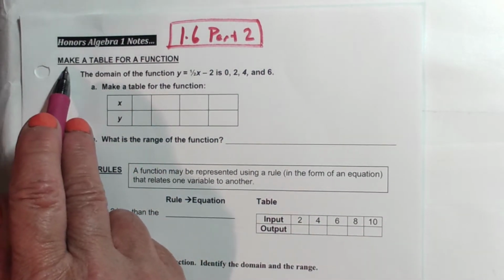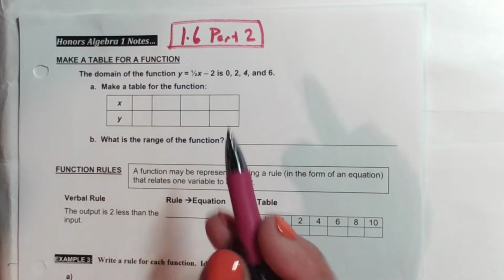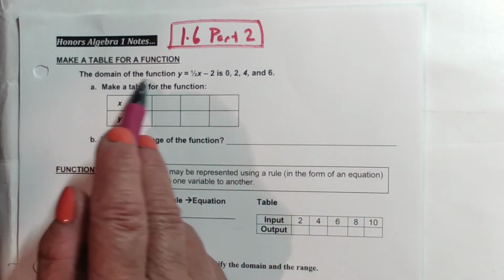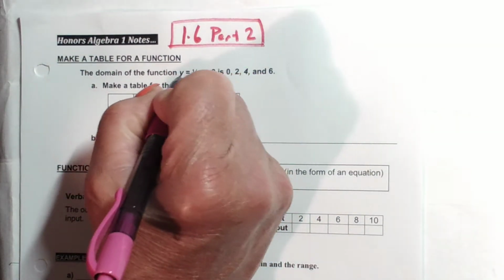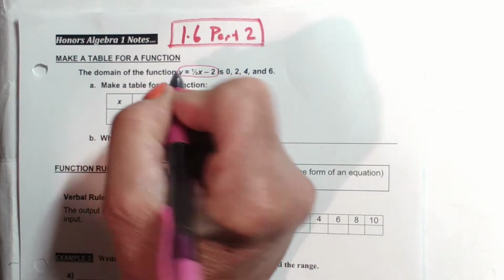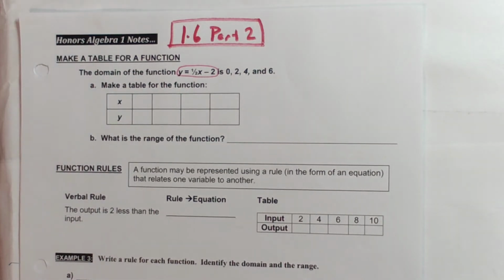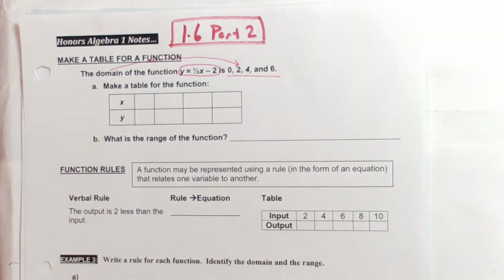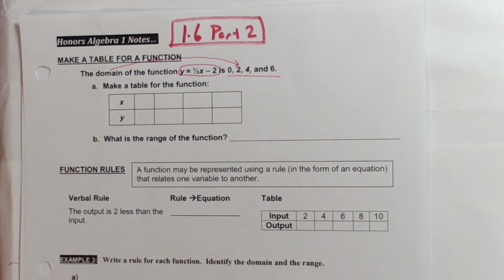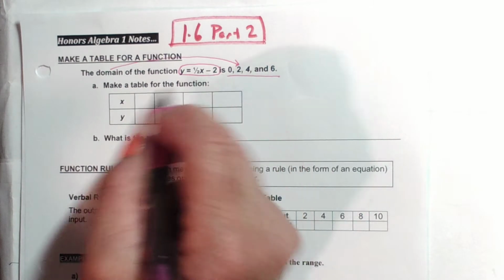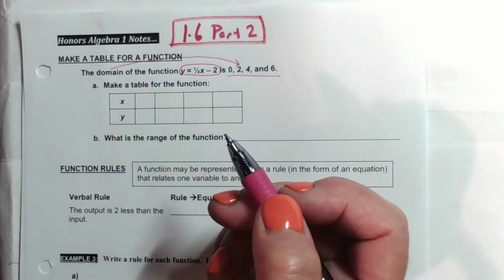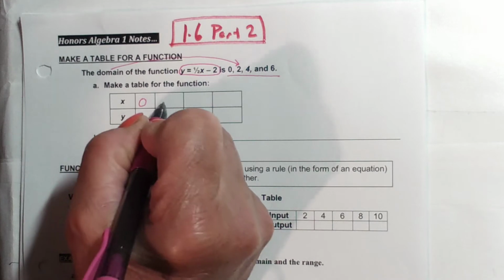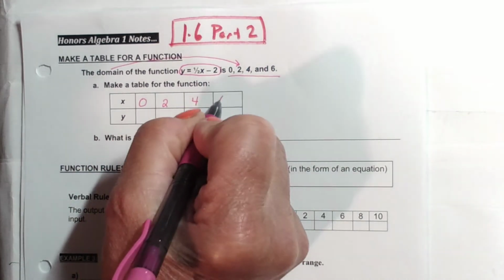The first thing is we want to know how to make a table for a function. The domain of a function, and the one that we have here, is y equals 1/2 x minus 2. And the domain is our x values. So we're going to create an xy table, and we're going to use 0, 2, 4, and 6.